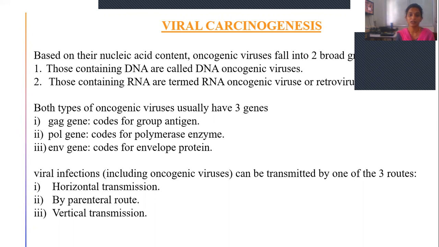Parenteral route means through blood. That is the parenteral route of transmission. And then vertical transmission, which is transmission of virus from mother to infants, during delivery or during breastfeeding. So the transmission of virus is through three routes: horizontal, parenteral and vertical transmission.